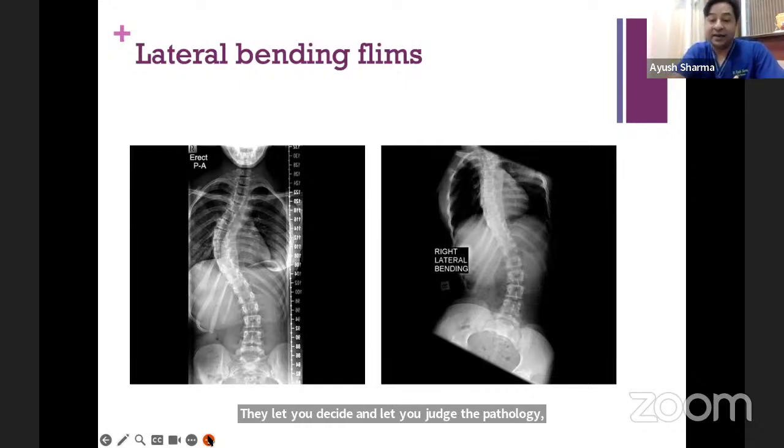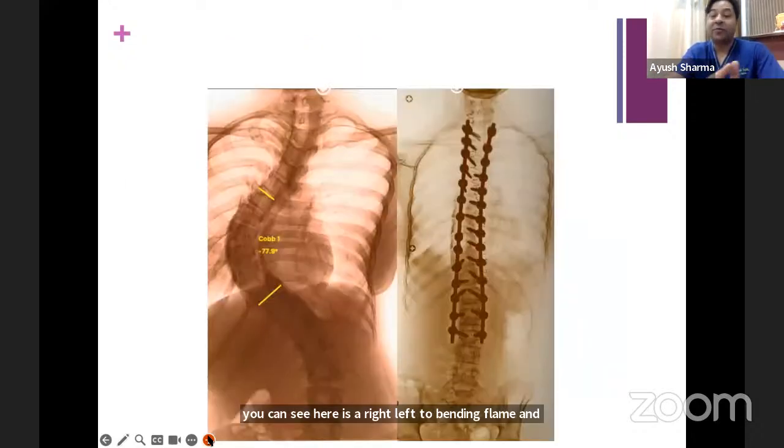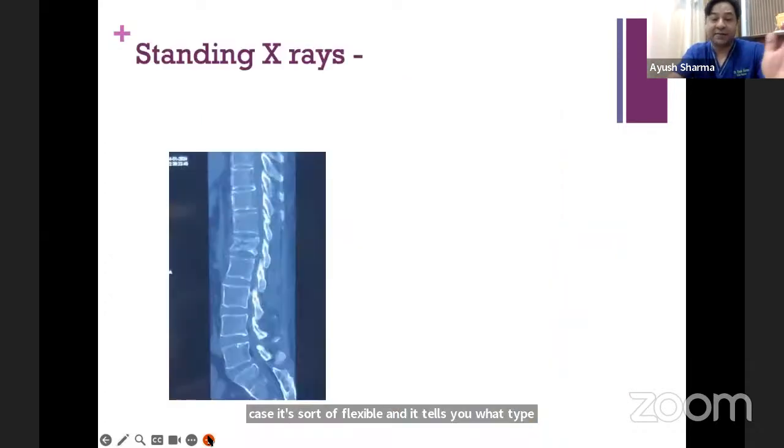And what you can see here is a right lateral bending film. You can see from the images that the lumbar spine in this case is flexible, and it tells you what type of curve it is and what type of surgery you want to do. So this is what was done for this particular case.